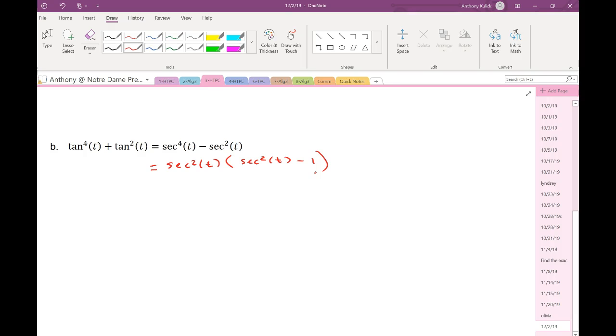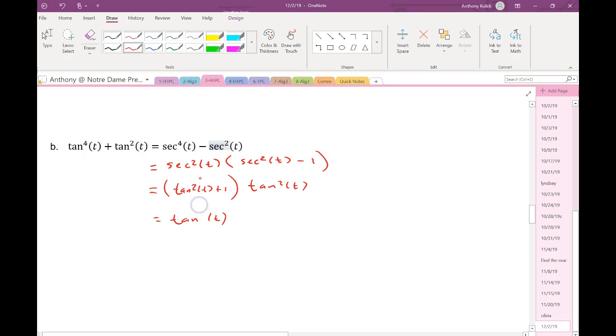So, what do I do here? Yeah, secant squared is the same thing as tan squared plus 1. And then secant squared minus 1 is the same thing as tan squared. Both of those are using different versions of P3. And then if I just distribute things through, I get tan to the 4th plus tan squared. And we're done.